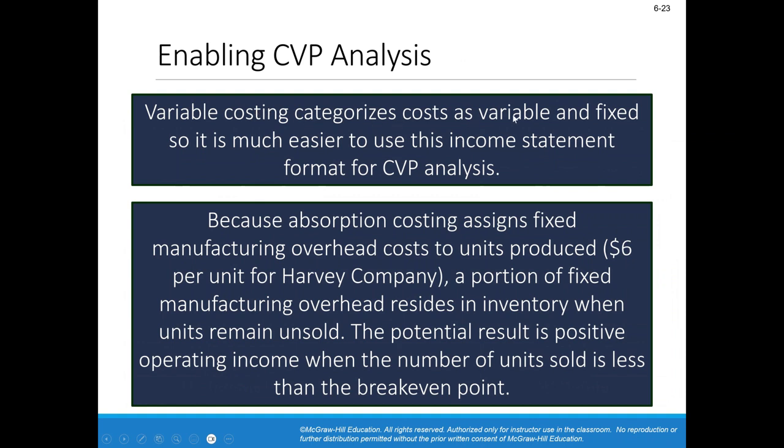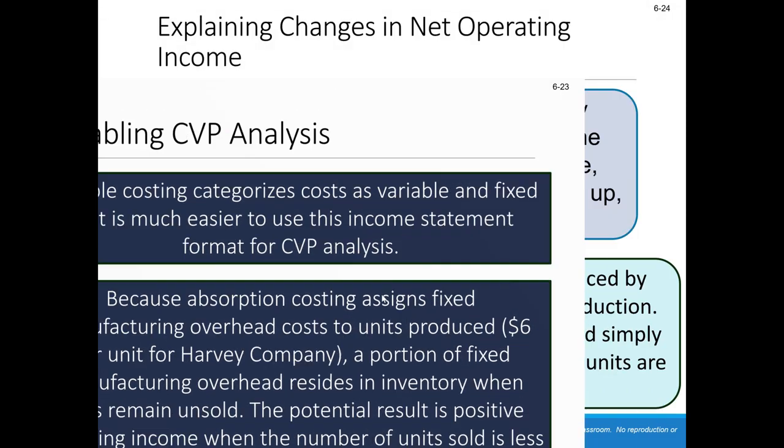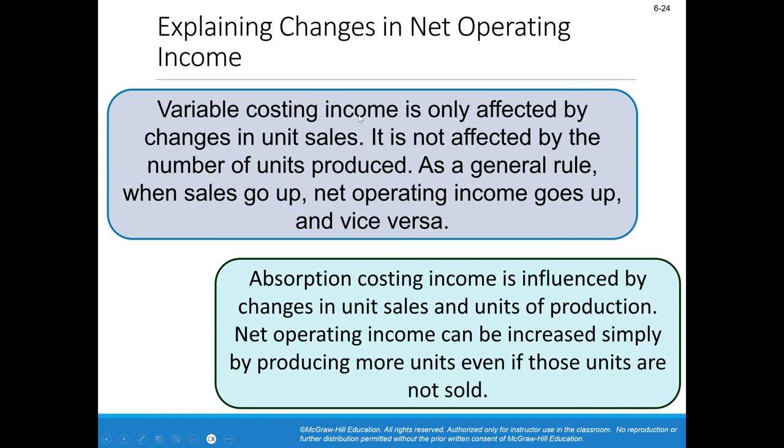So variable costing categorizes cost as variable and fixed, so it's much easier to use this income statement format for cost volume profit analysis. Absorption costing assigns fixed manufacturing overhead to units produced. A portion of fixed overhead resides in inventory, and the units remain unsold. Variable costing income is only affected by changes in unit sales. It's not affected by the number of units produced. Whereas absorption cost, it is, because the more units you're producing, the more overhead you're spreading to other units.